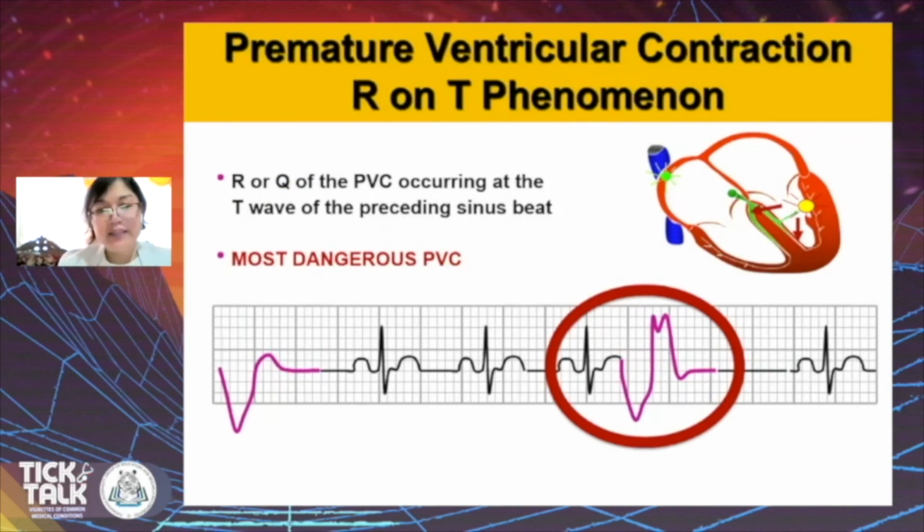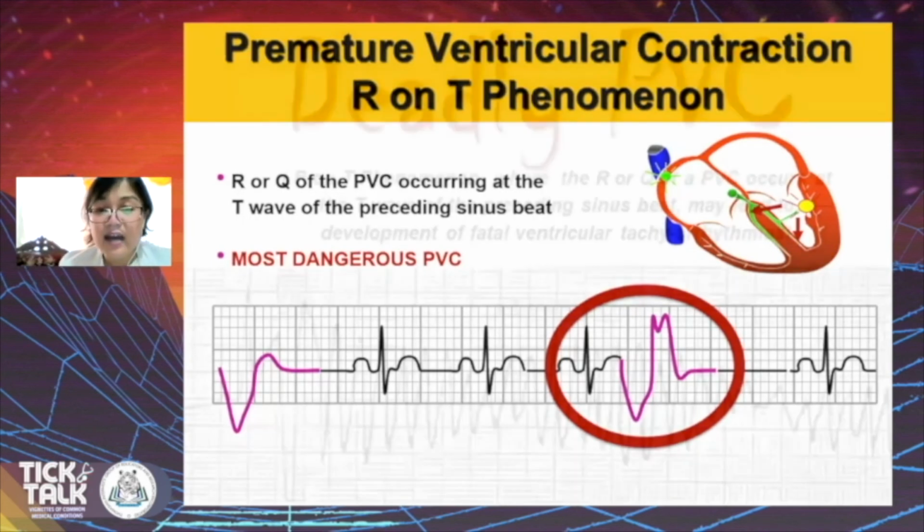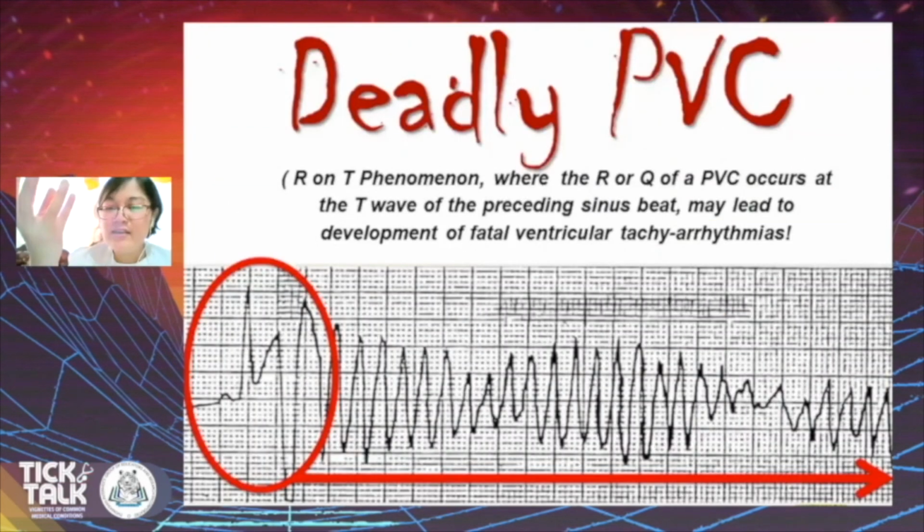Now this is very important to recognize. So certain PVCs actually show this particular R on T phenomenon. So this is when a PVC, as seen in the encircled portion, occurs at the T wave of the preceding beat. So it overlaps with the T wave of the preceding sinus beat. Now, why is this considered one of the most dangerous PVCs? Because more often than not, the R on T phenomenon, or an actual PVC on top of a Q or an R of the succeeding or the preceding sinus beat, may lead to the development of fatal ventricular tachyarrhythmias like an actual VTAC.